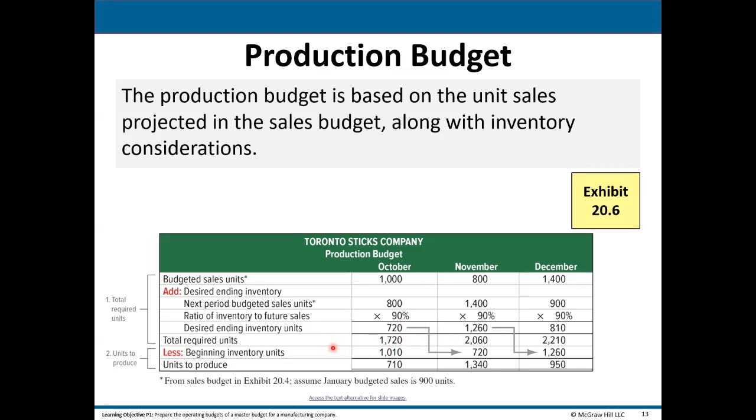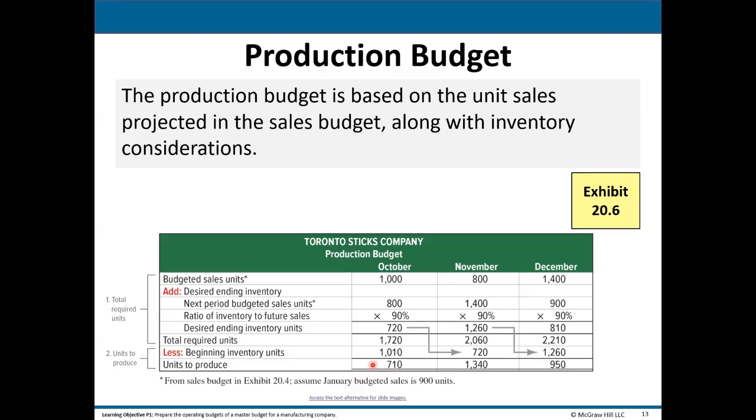And then if we already have 1,010 on hand, so that's why it says less the beginning inventory units, we already have that many on hand. So that means we can subtract that to get to 710, and that's how we know that's how many we're lacking in October. We need to produce 710 in October.